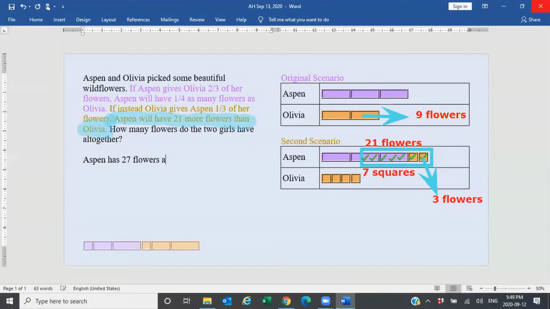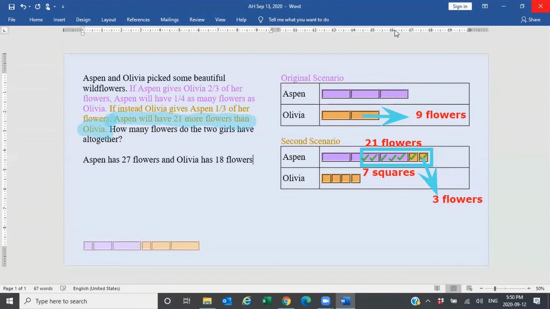All right, and so we're going to do Olivia's flowers now. Olivia has 2 unit rectangles. Each one represents 9 flowers. So 9 times 2 is 18. So I will write, and Olivia has 18 flowers.